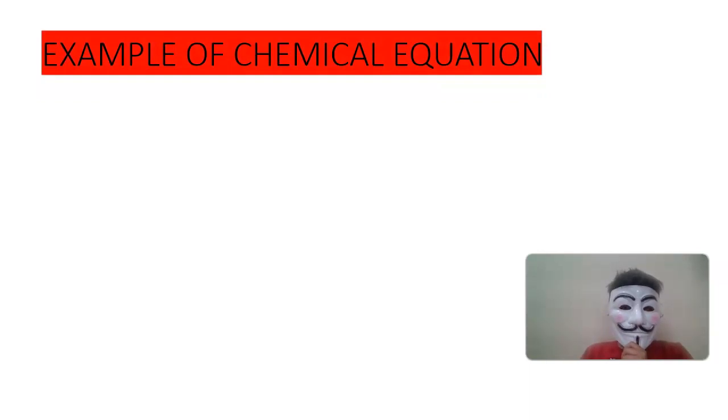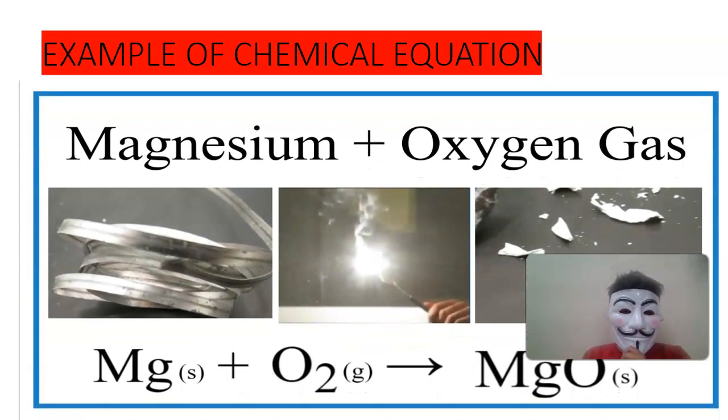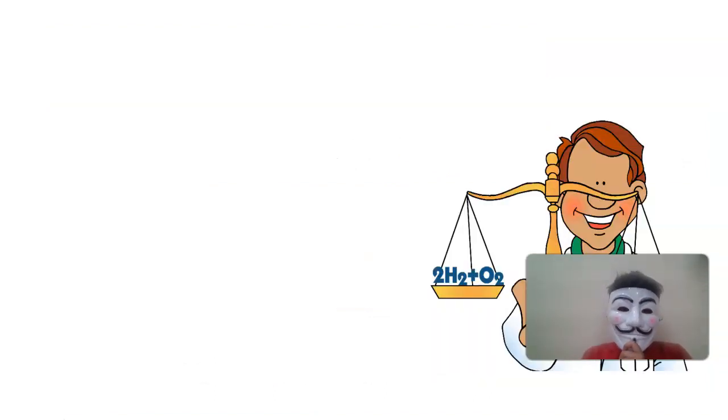So this is an example of a chemical equation. Magnesium plus oxygen gas. We know that magnesium is a solid, oxygen is a gas, and magnesium oxide is a white powder, which is a solid. So this is what we get. It's just an example. You can make any example of that. Now you can see this.